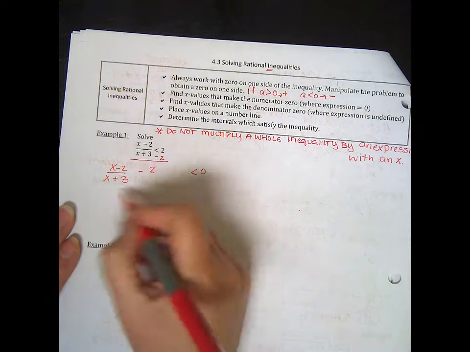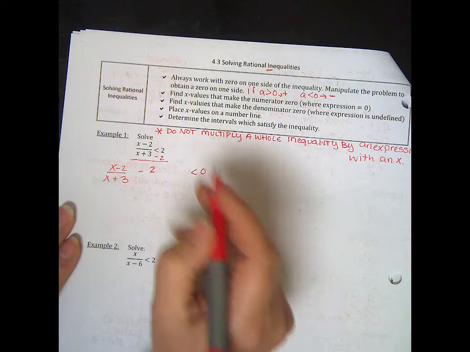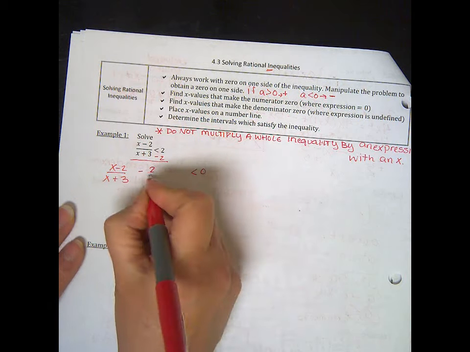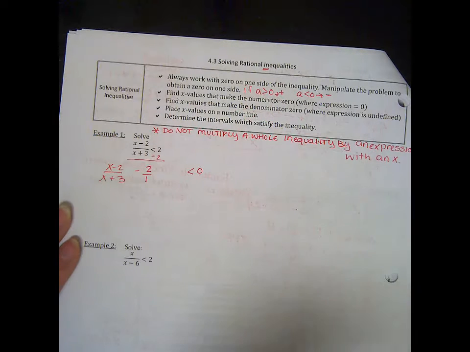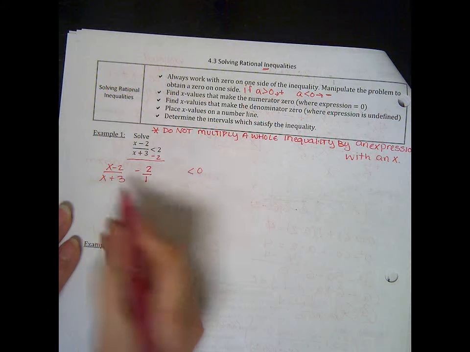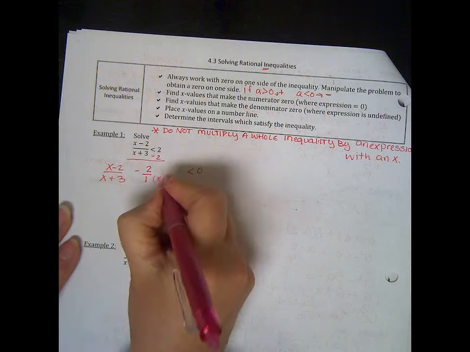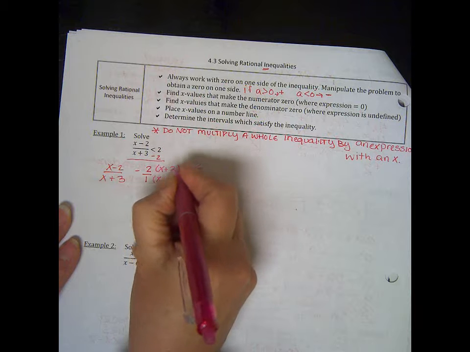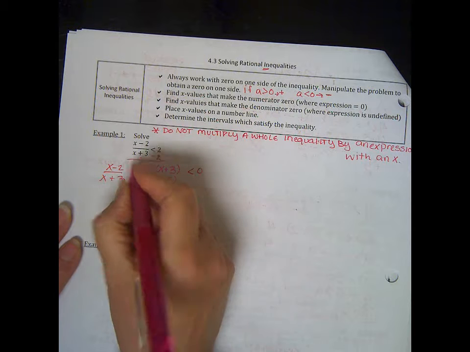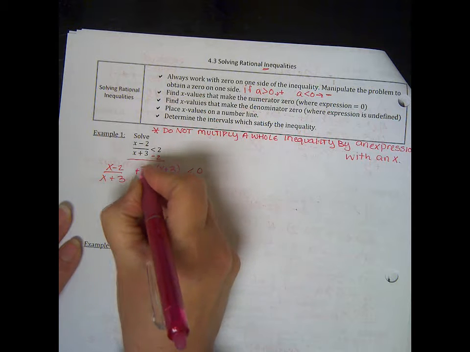Okay, now I need to make it one fraction, so I need a common denominator. Right now this is 2 over 1, so the common denominator is, of course, the x plus 3. I'm going to multiply the top and the bottom of this 2 by x plus 3. Make sure you're distributing the negative, so let's think of that as a plus minus.